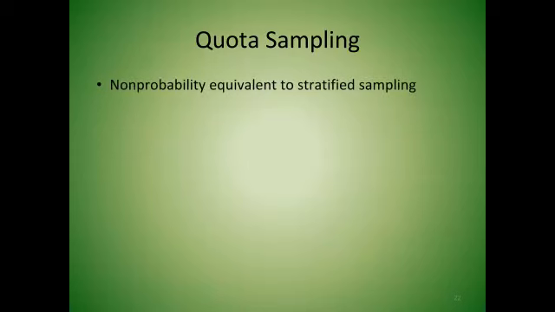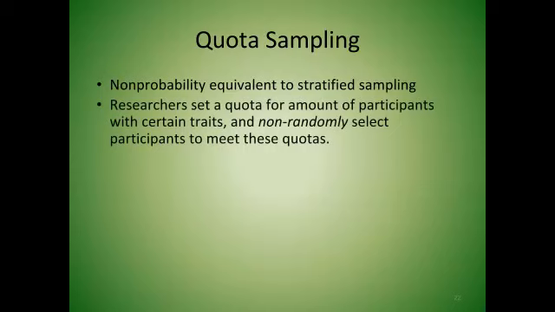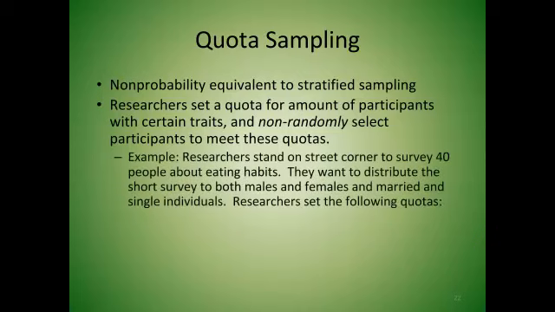And this is the non-probability equivalent to stratified random sampling. Here the researchers set a quota for participants with certain traits and then non-randomly select participants until those quotas are met. In this way, quota sampling is kind of the non-probability equivalent to stratified random sampling. Let's look at an example.